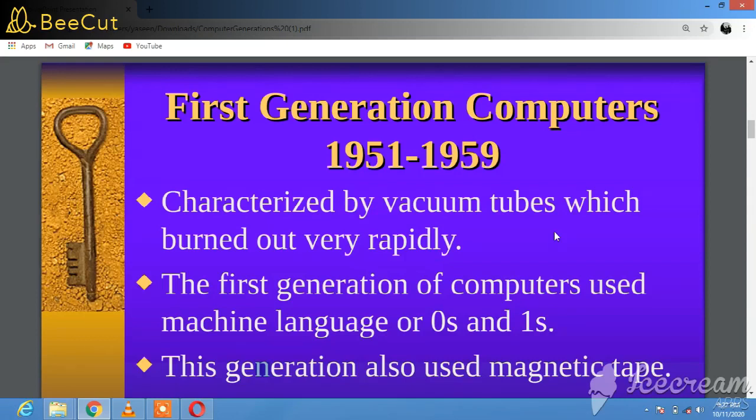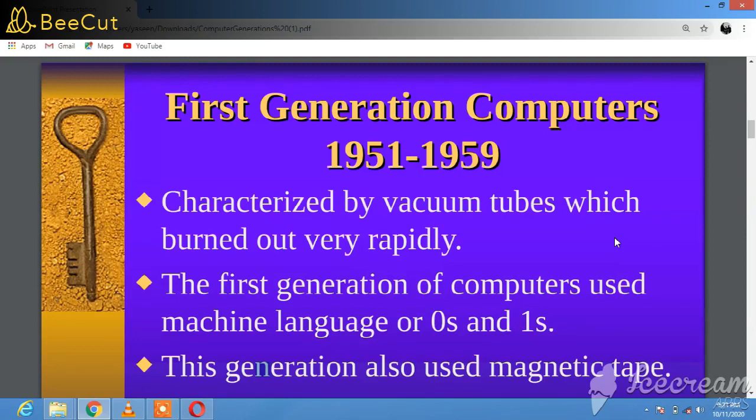The main features of the first generation: vacuum tube technology was used, but it was unreliable. These systems completely depended on machine language and they were very costly, so only organizations would use these machines. They generated a lot of heat, which is a drawback of the first generation. They also had slow input and output devices.